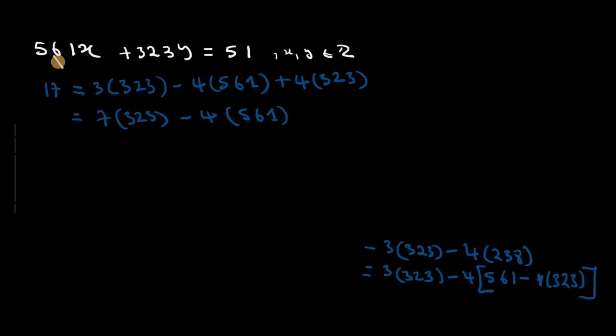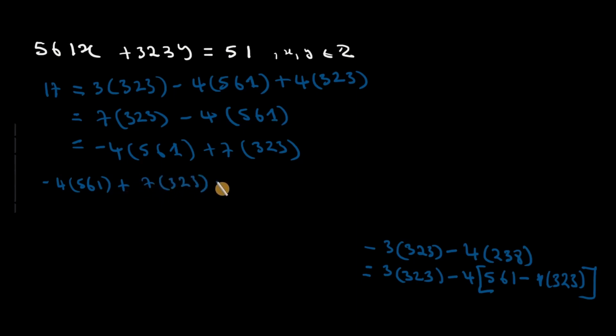But here 561 comes first, so I need to rearrange it so that it is the first term. That is minus 4 into 561 plus 7 into 323. Now I got minus 4 into 561 plus 7 into 323 is equal to 17. This equation was equal to 51, not 17. So it means I need to make the right hand side to be 51.